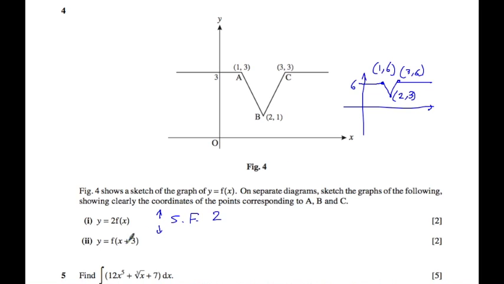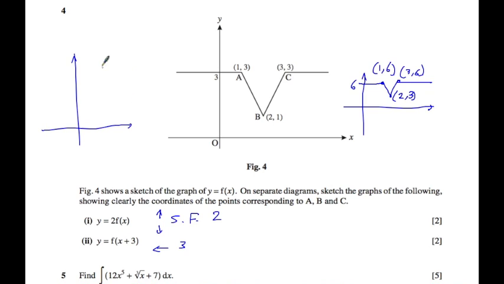f of x plus 3, now this is going to move it to the left by 3. So this is a translation. Again, if you're not sure about that, you need to revise transformations. So this will affect the x coordinates and not the y coordinates. So this is all going to be shifted 3 to the left.